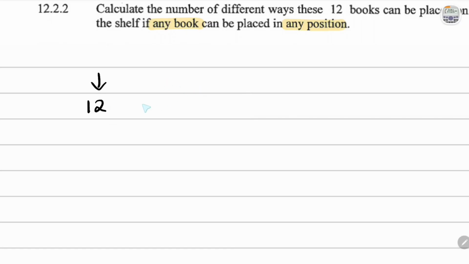And then the second one will have, because the first book has been placed down, 11 options, and the third will have 10 options, and then the next one will have 9, the next will have 8, and so on, all the way to 1. So you can see that this is simply 12 factorial.